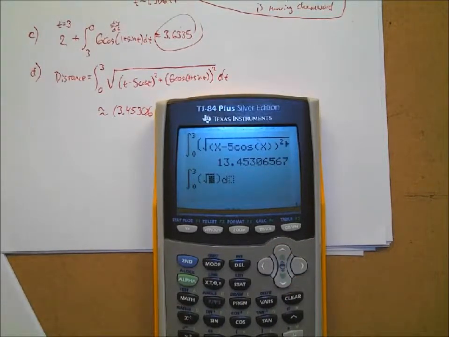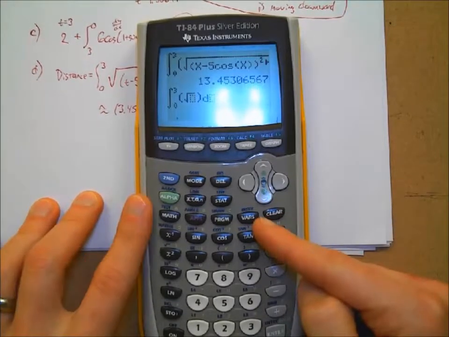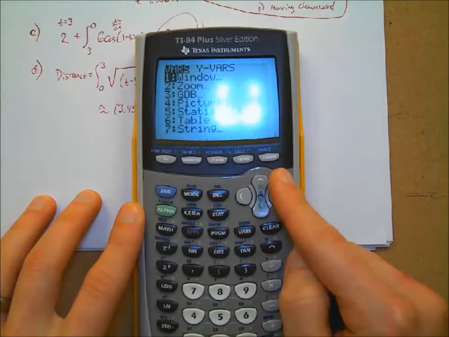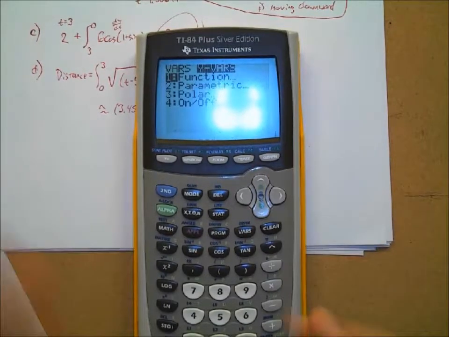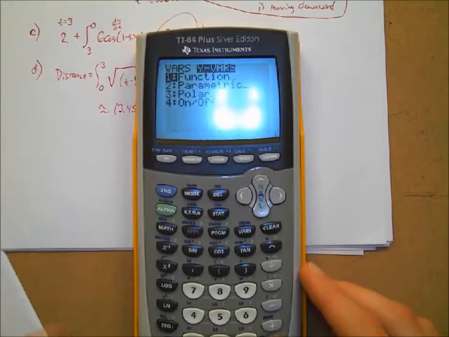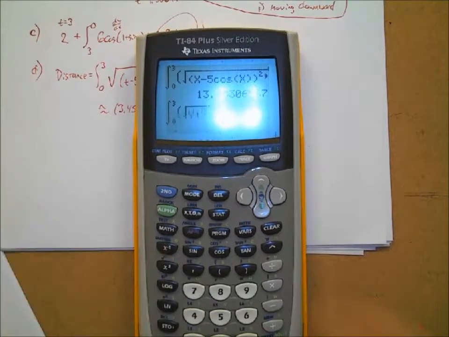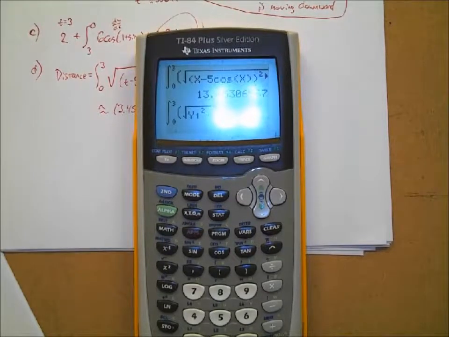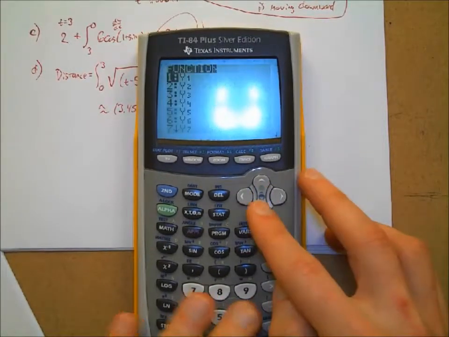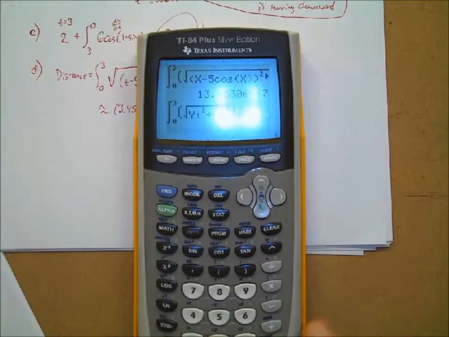And now instead of having to retype this whole function, I can go to the vars button, which is right here next to the clear button. We'll go over to y vars for y variables and then function, because we typed those curves into our y equals, so the function, and there's y1. And we can just do y1 squared, okay, plus, and then vars, y vars, function, y2 squared, and then there's the dx, and you hit enter.